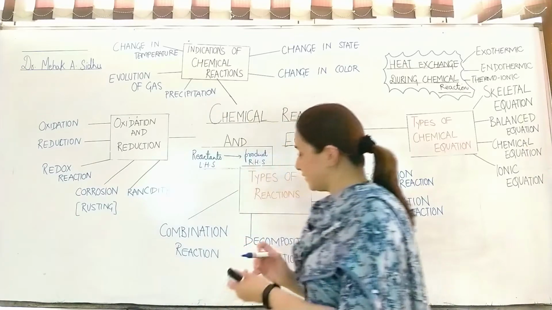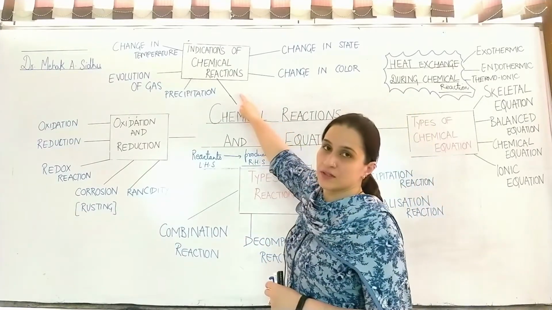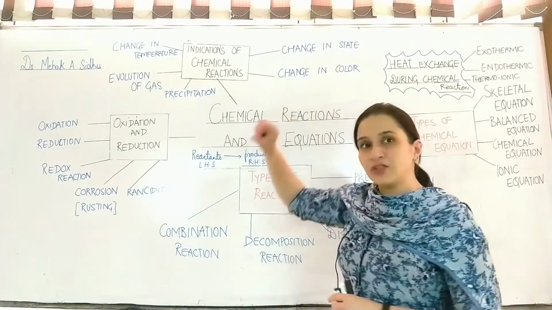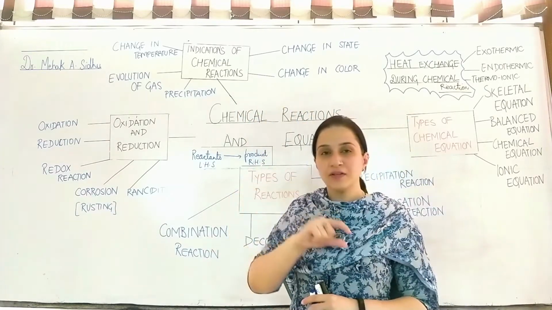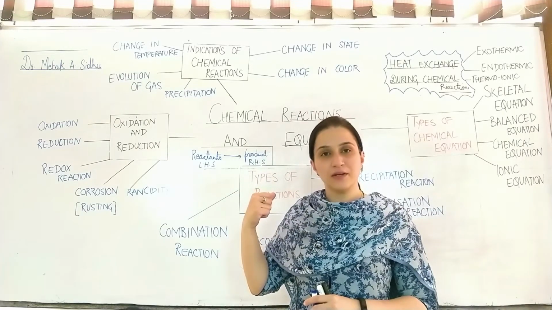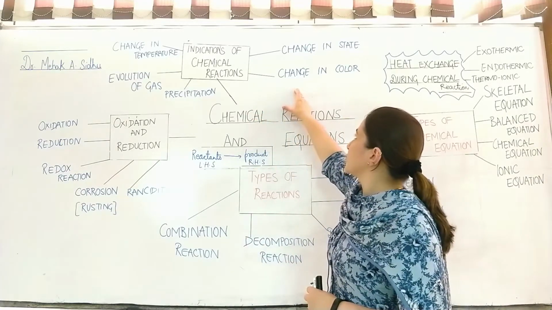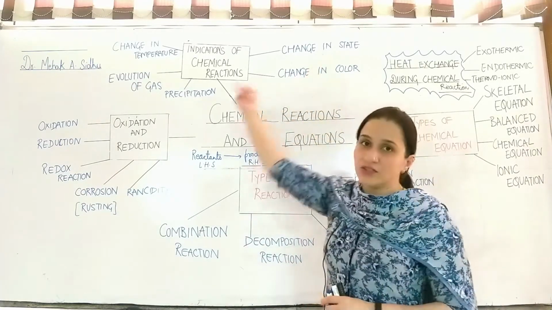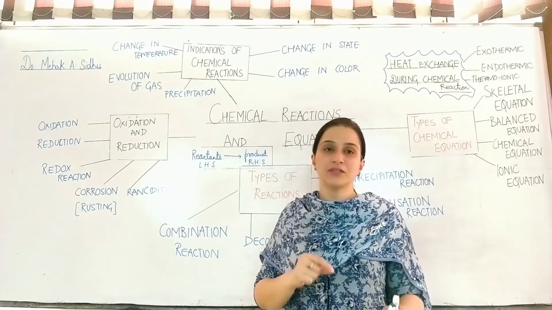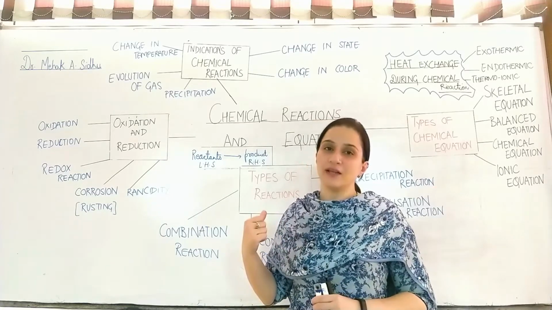How can we say that a chemical reaction has occurred? For this, we have indicators. First of all, there will be a change in color. If there is a change in color, that means it has a color and becomes colorless. We will come to the activities later on. Then we can say that a chemical reaction has occurred. Another indicator is a change in state, from one state to another. For example, changing of egg into omelette is also a kind of chemical reaction.